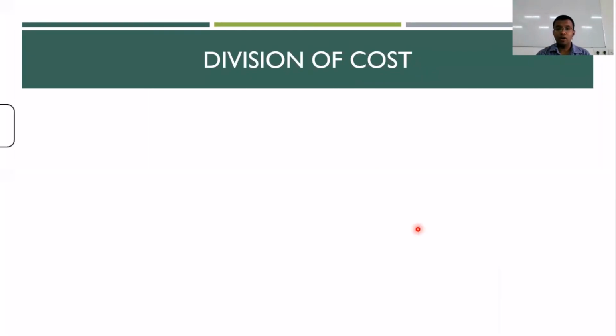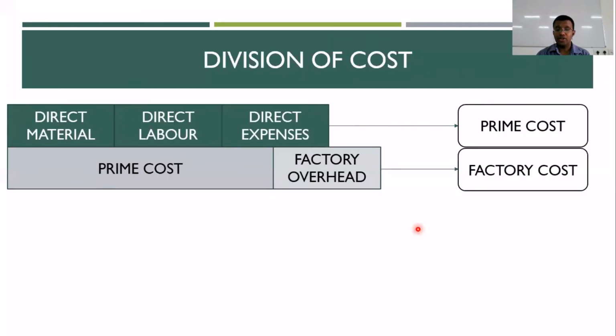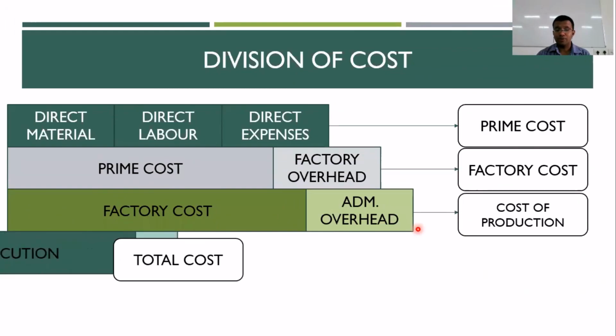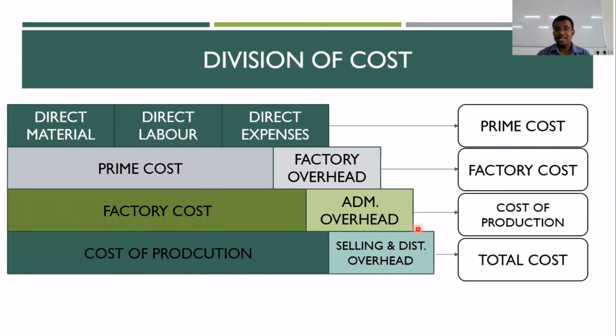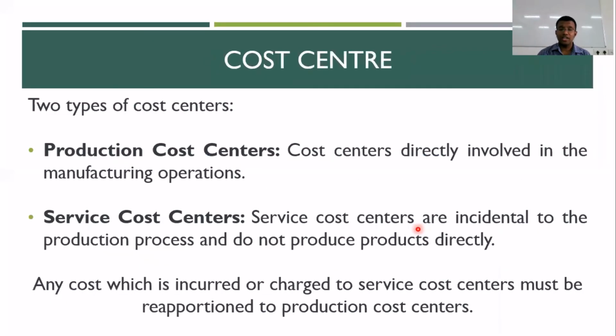Then we touched upon the division of cost. Prime cost, if you add your factory overhead, you get factory cost. To factory cost, if you add admin overhead, you get cost of production. To cost of production, you add your selling and distribution overhead, you get your total cost. Then we spoke about cost center. Cost center helps you to track all your expenses. Then we saw there are two kinds of cost centers: production and service cost center.